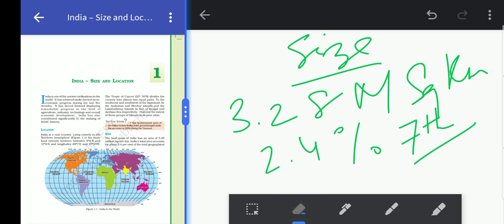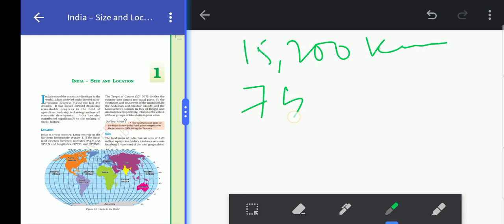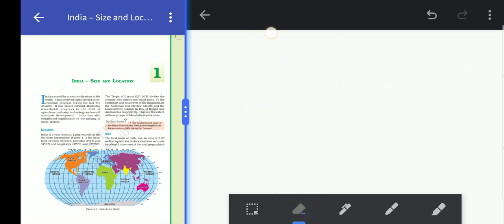Okay, and its border, how much is it? 15,200 kilometer. 15,200 kilometer, and its coastline is 7,516.6 kilometer. Now you might think, what is borderline and what is coastline? Okay, then I will explain to you with a diagram.